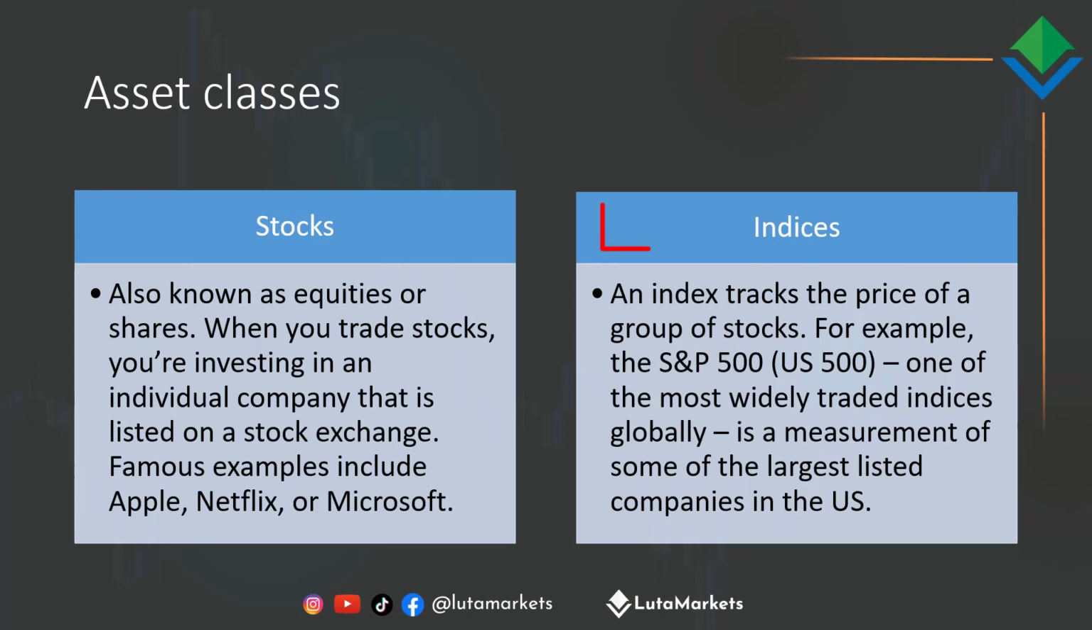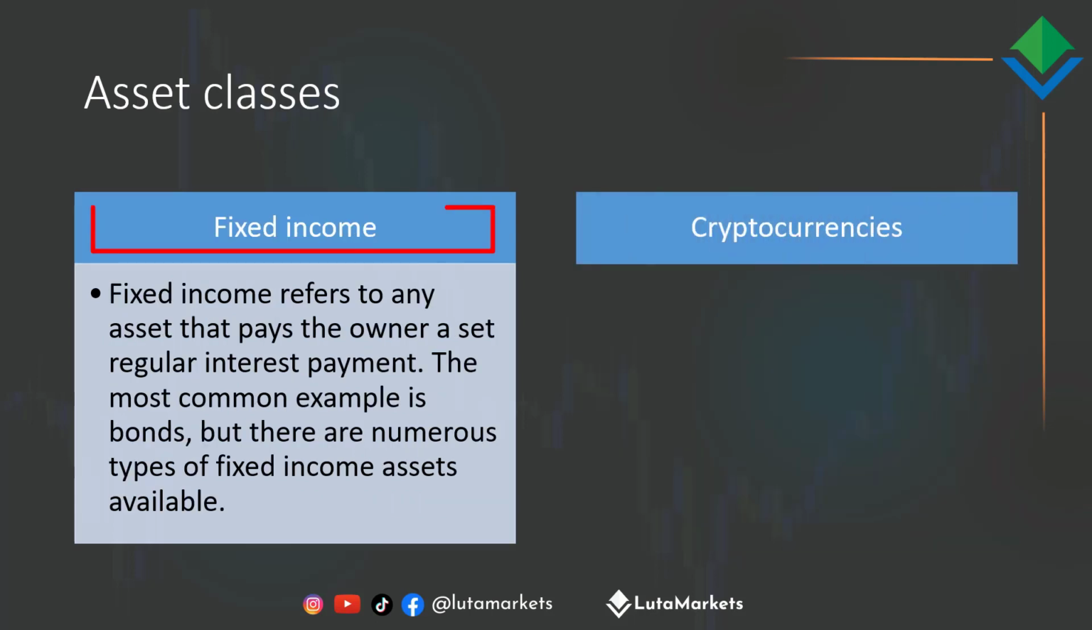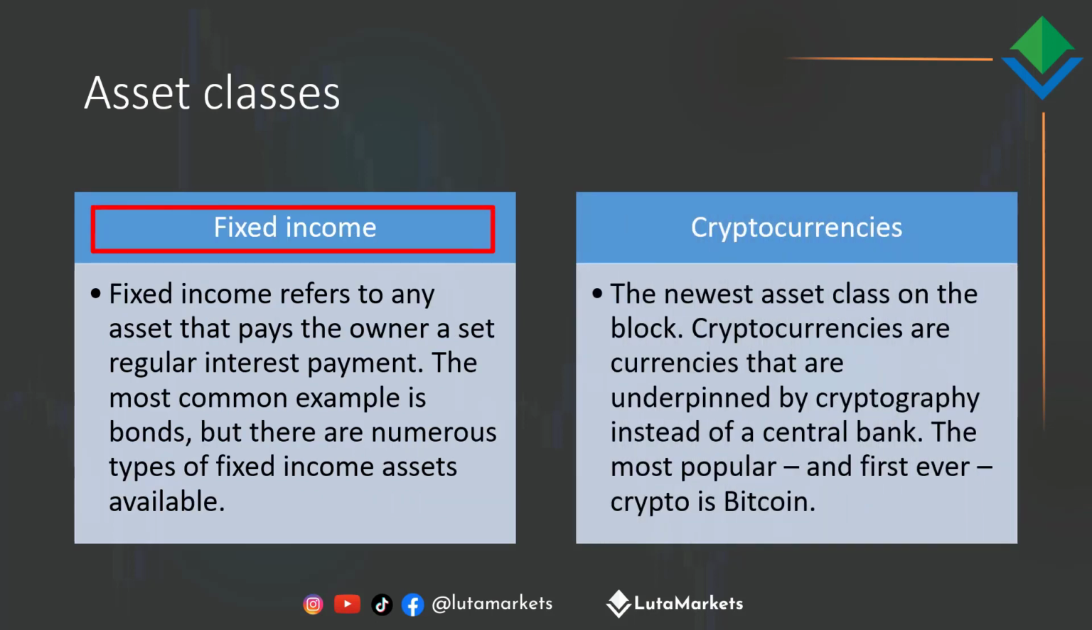Indices. An index tracks the price of a group of stocks. For example, the S&P 500, one of the most widely traded indices globally, is a measurement of some of the largest listed companies in the US. Fixed income. Fixed income refers to any asset that pays the owner a set regular interest payment. The most common example is bonds, but there are numerous types of fixed income assets available.